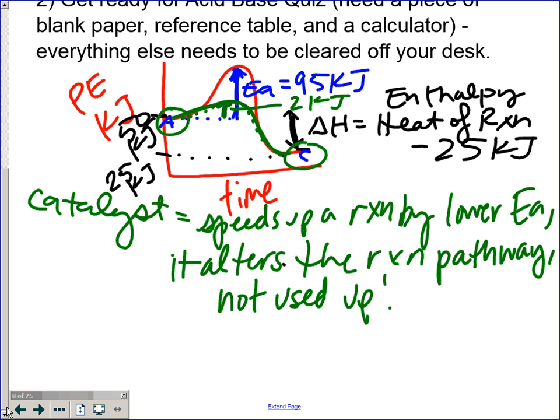Alright, you have 10 seconds, find a seat. 10, 9, 8, 7, 6, alright, I'm actually doing 5, 4, writing quiz. 3, 2, 1. Okay, so you found a seat, thank you.